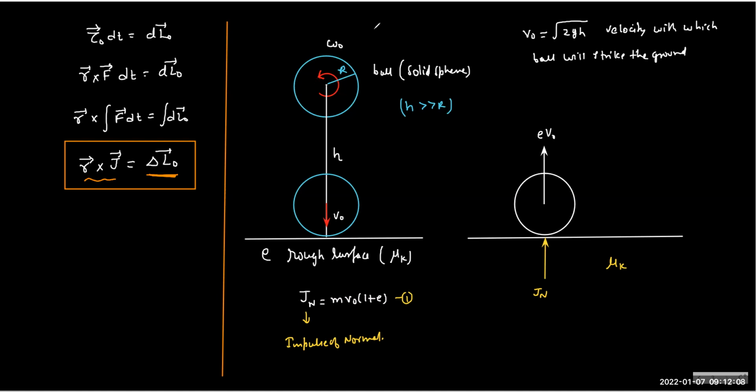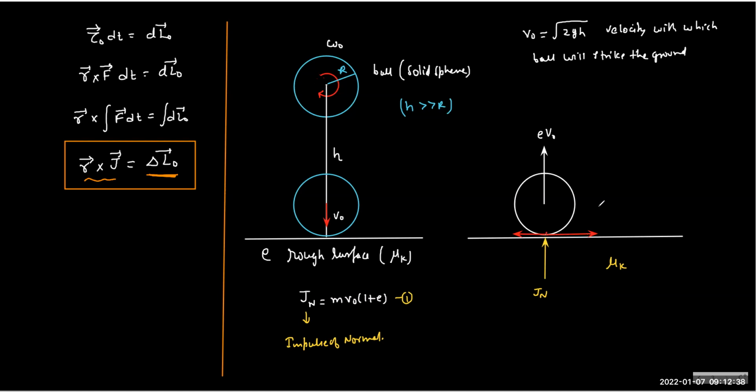Let me give the spin a different direction. Because the ball is spinning clockwise, the bottom of the ball will try to go which direction? Left or right? Left. The tendency of the bottom is to go left, and therefore the friction will act towards right.